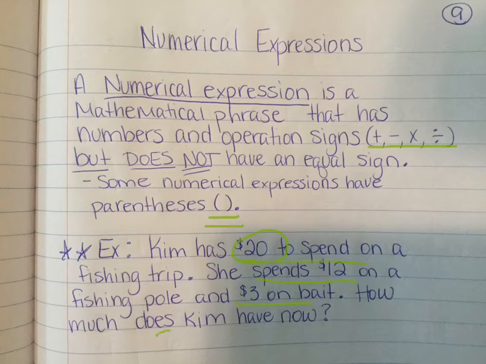So if she starts with $20 and then she's spending, so we're going to take it away, we have to figure out how much she's spending. Well, $12 on a pole plus $3 on bait. So your expression would be 20 minus parentheses 12 plus 3. Because in the world of numerical expressions, we solve everything inside the parentheses first. So you would add 12 plus 3, which is 15, and then subtract from 20 to find out how much she has left. So this would be your expression.